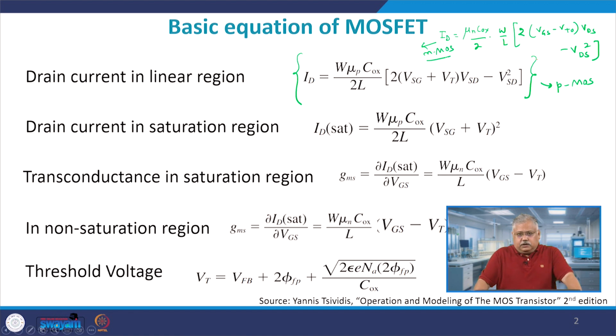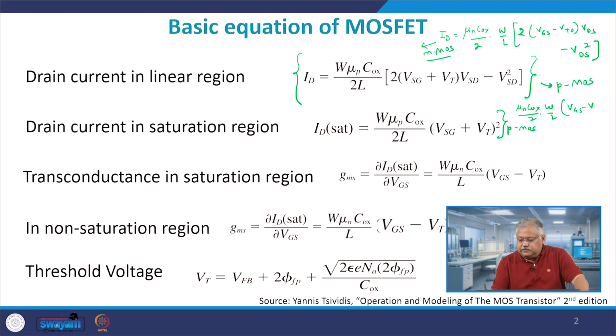This is in the linear region of operation. Linear region is where VDS is less than VGS minus VT0. We come to the saturation region. This is again for PMOS. Let me write down for NMOS for the sake of completeness. For NMOS you can write down the same quantity, that it is mu n C ox by 2 into W by L into VGS minus VT0 whole square.